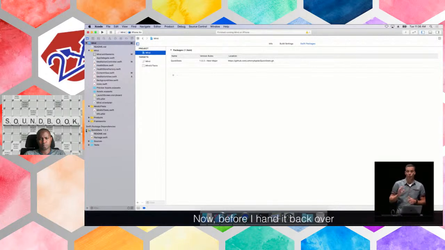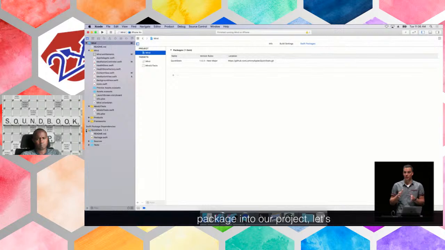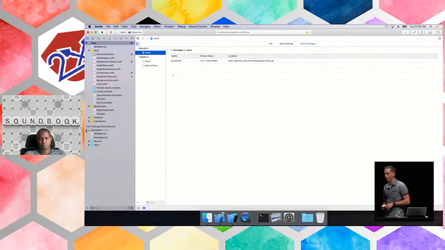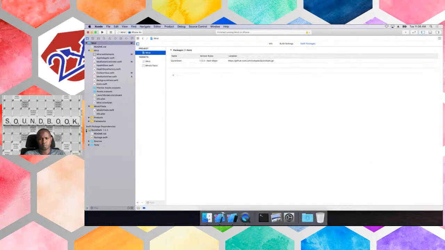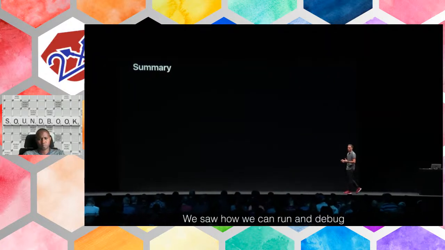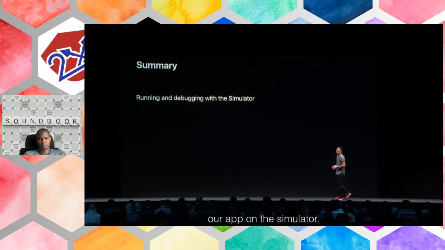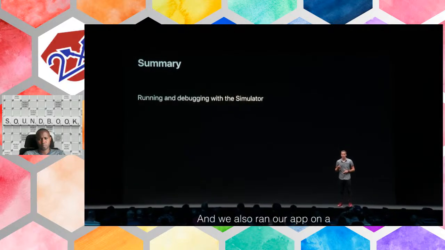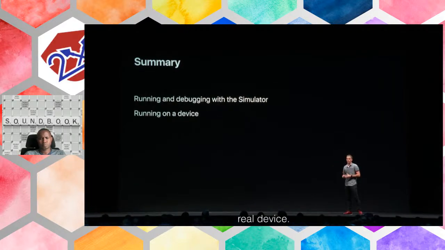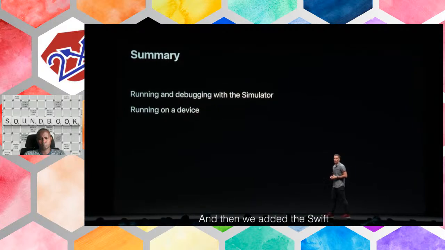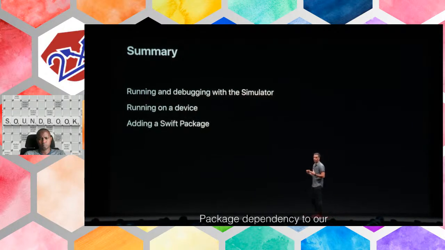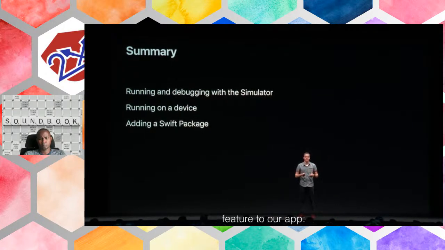Now, before I hand it back over to Holly to integrate this package into our project, let's do a quick recap. We saw how we can run and debug our app on the simulator, and we also ran our app on a real device. And then we added a Swift package dependency to our project that allows us to add a new feature to our app.